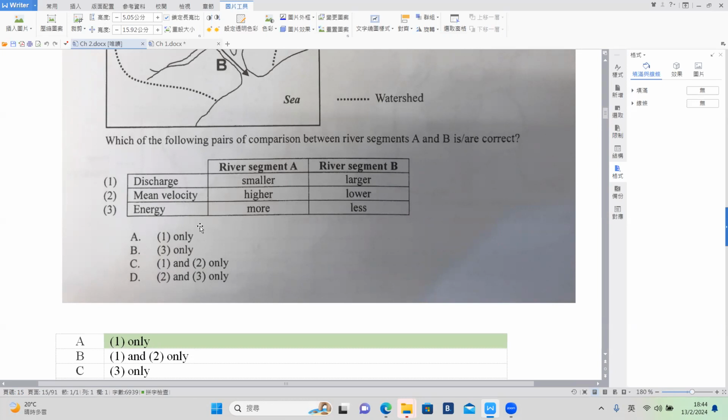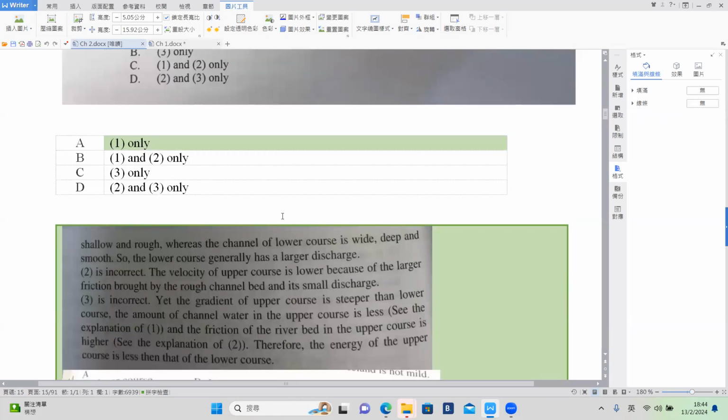Since number 2 is wrong, number 3 is also wrong. Upper course we have high velocity, and also having more energy. So number 1 is the only one that is correct.